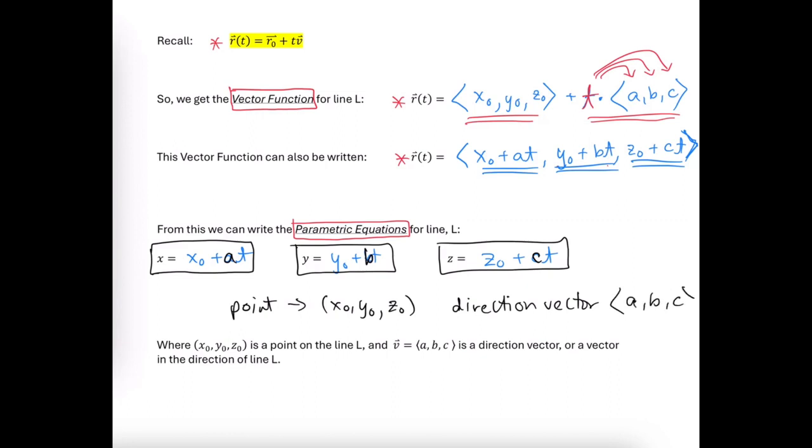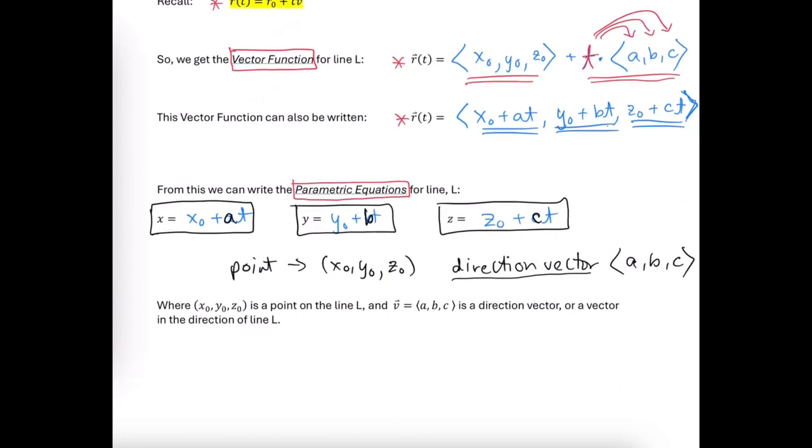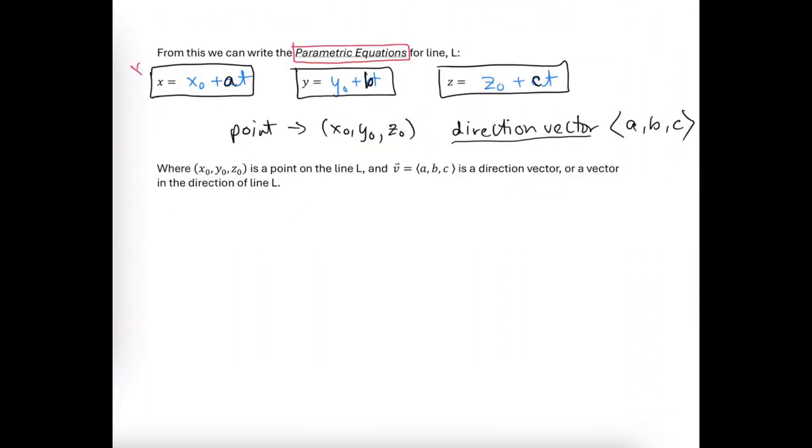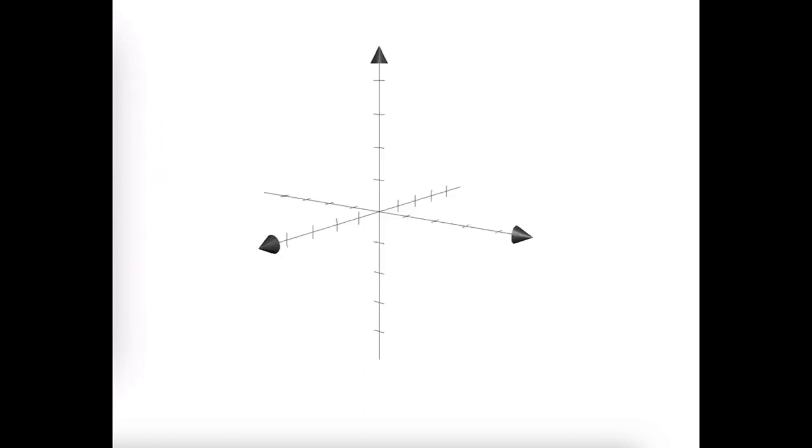So we could turn those into a vector and know that that would then be a vector in the direction of our line. So when we're given the equation of a line parametrically, or the parametric equations, we're also given at the same time a point on the line and a vector in the direction of that line. So let's take a look at a graphical interpretation of what's going on here.